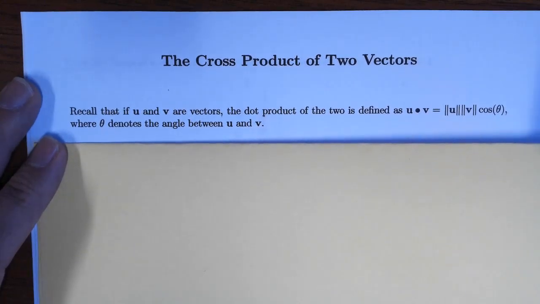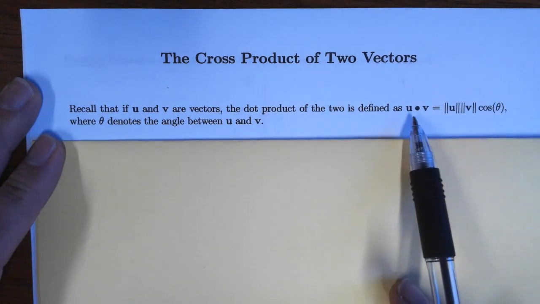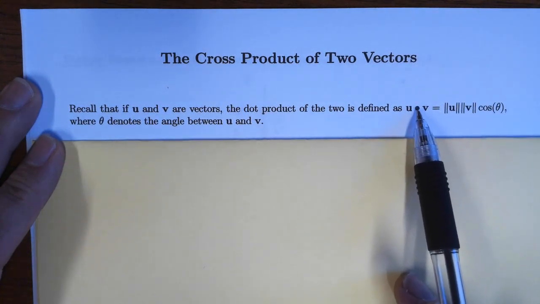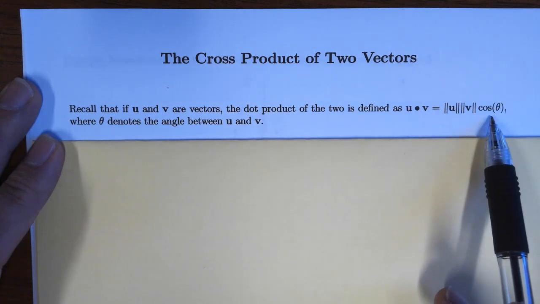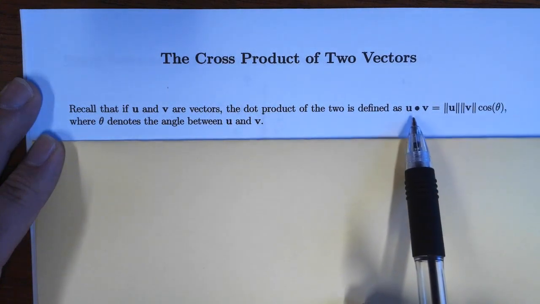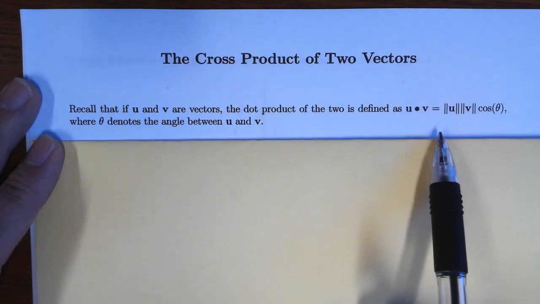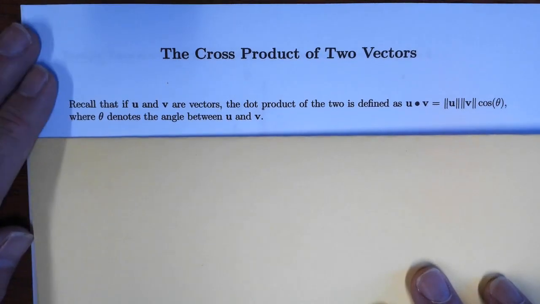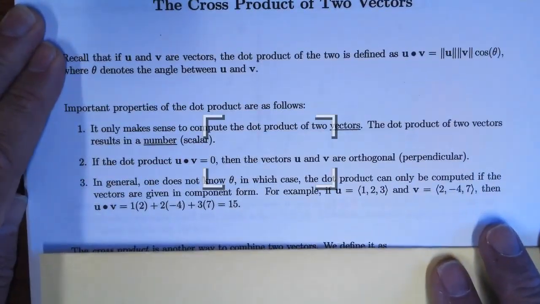Recently in class, we've talked about the dot product of two vectors. If u and v are vectors, the dot product of u and v, which we denote with a large bullet (we don't want to confuse this with multiplication), is the magnitude of u times the magnitude of v times the cosine of the angle between u and v. A classic example in physics is if u is force and v is displacement, then the dot product represents work.